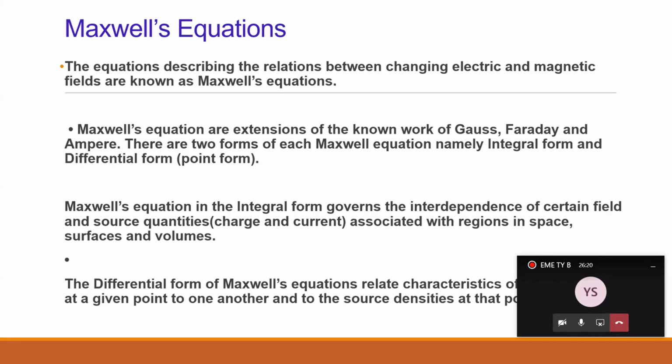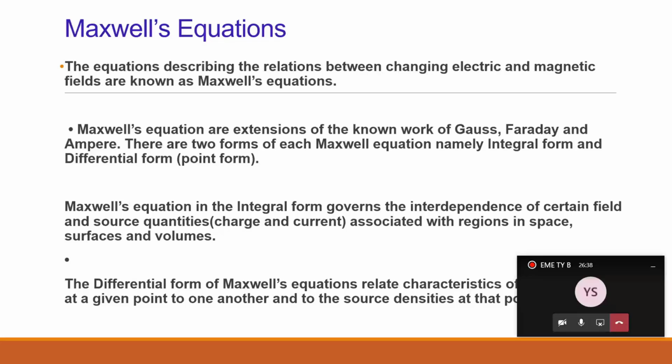And when we write in terms of some differential form, or in terms of del cross or del dot, something like this, then it is known as point form. So we are going to find out both the integral form and the point form of the same equation. There are two basic forms of Maxwell's equation: one is integral form and the other one is point form.